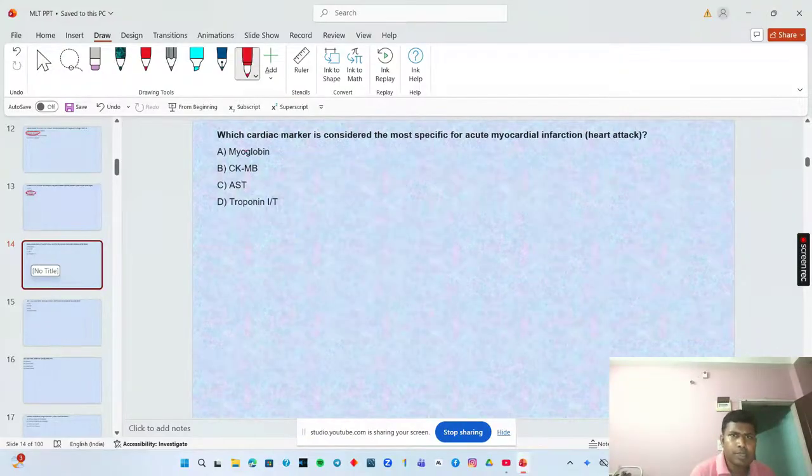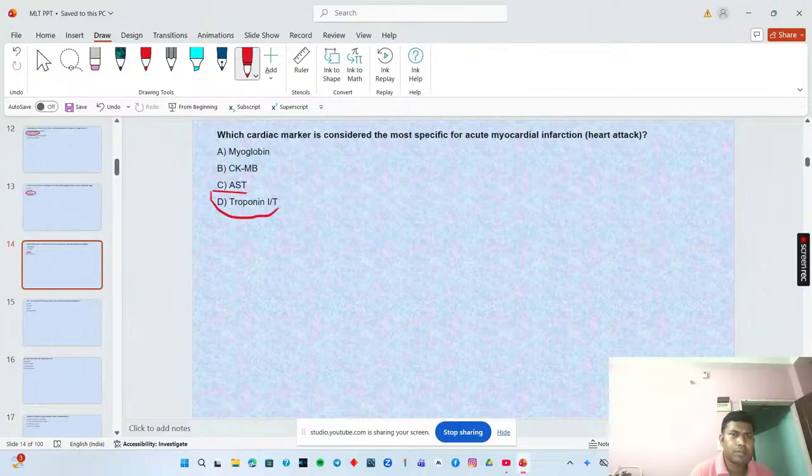Here the question is given as which cardiac marker is considered the most specific for acute myocardial infarction, that is heart attack. And the right answer of this question will be troponin.